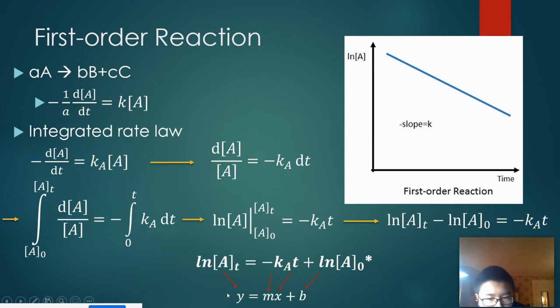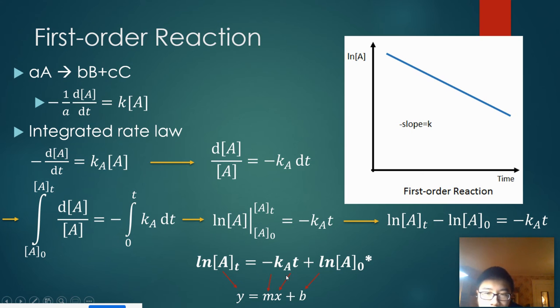Okay, so that means we can also see it's also in the form of a linear equation, a linear function. So t is x and negative k is still m. But in this case, y is not [A]t. Y in this case is the natural log of [A]t.